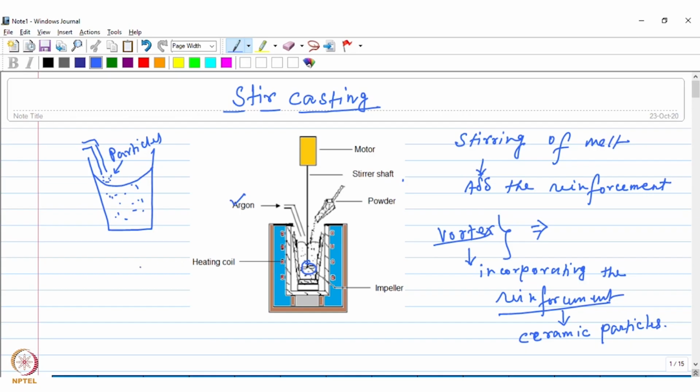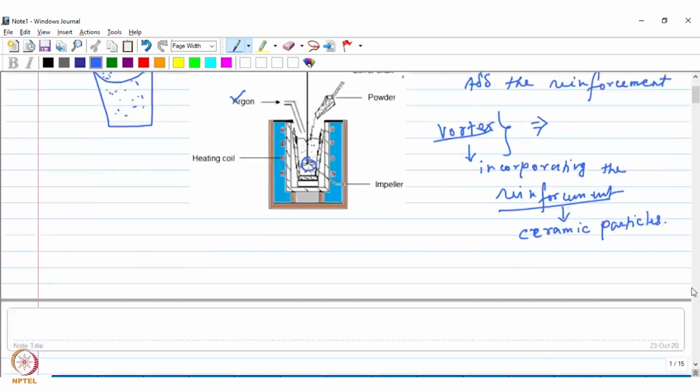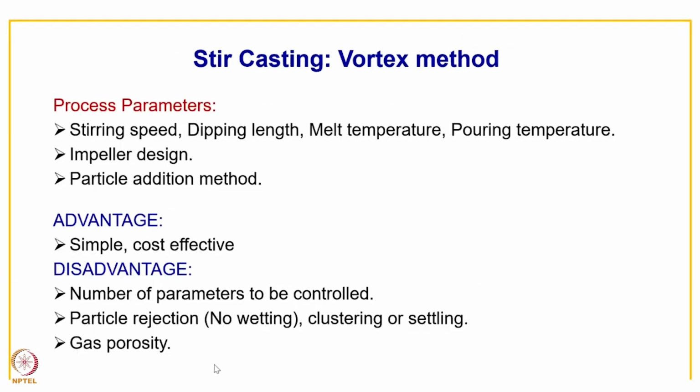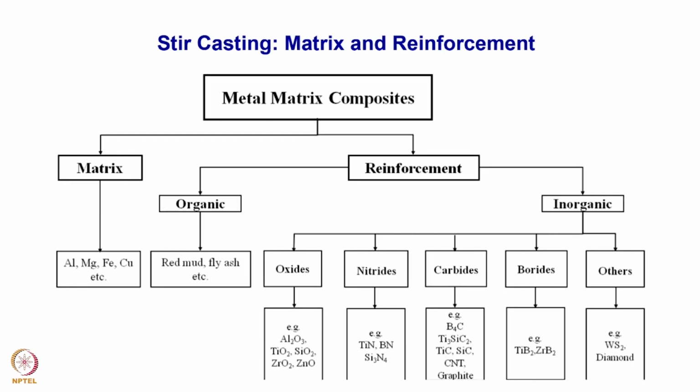So it's a quite simple yet effective method of making metal matrix composites. And a variety of reinforcement can be added with the help of this stir casting method, and a variety of metallic matrix can also be used. Okay, so if you see the matrix, these are the different metals which can be used for making composites by this stir casting method: aluminium, magnesium, iron, copper. Okay, a variety of metals can be used.